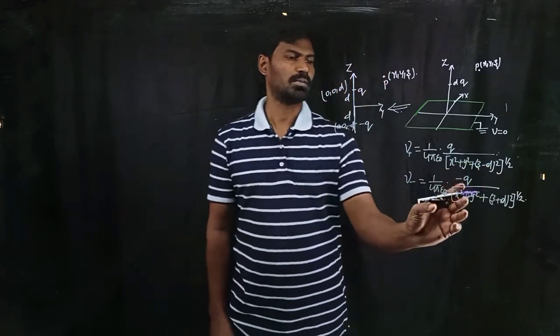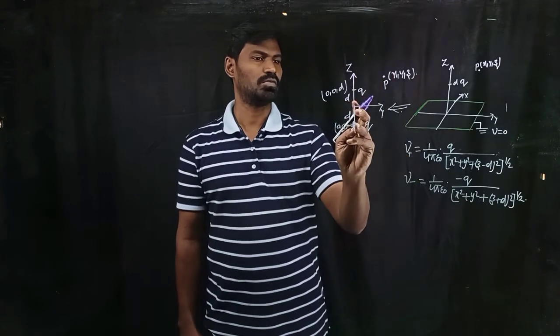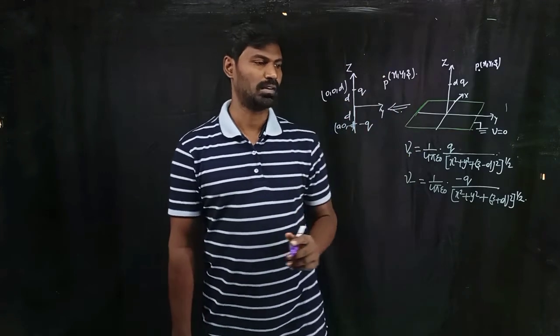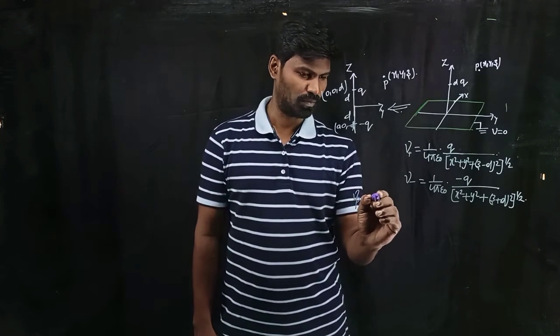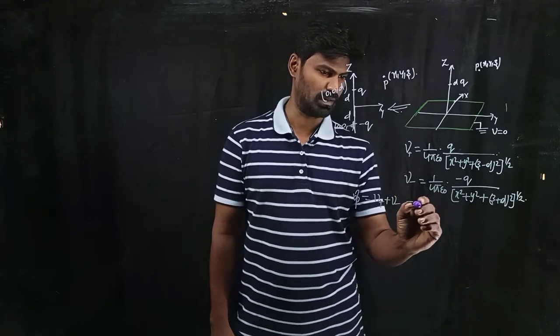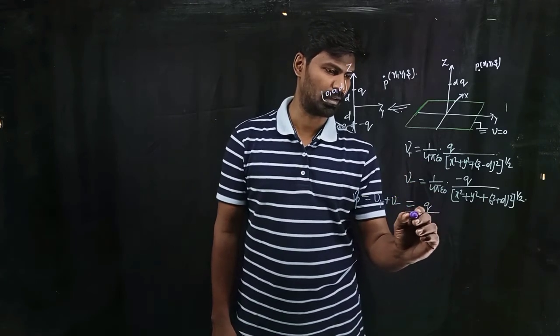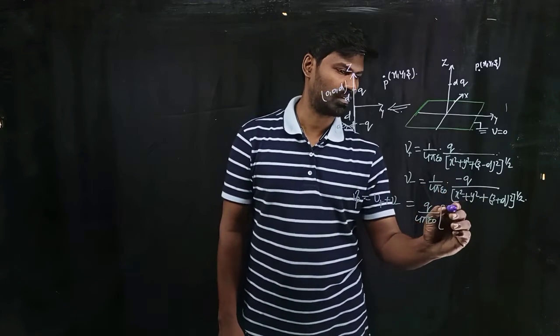Okay, so this is the expression for potential due to the positive charge at this point and the potential due to this negative charge, or the image charge, at this point. Therefore, the total potential at P is contributed by both the positive as well as the negative charges. That is equal to Q by 4 pi epsilon naught, which I am taking common. So the remaining terms we can write as they are.